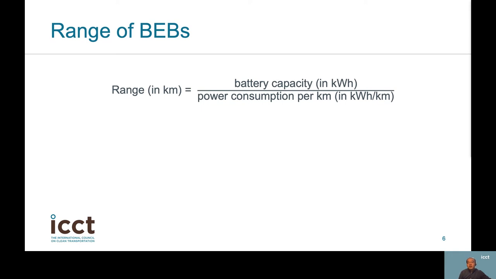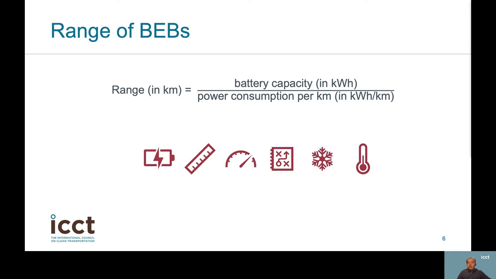Several factors affect the denominator, which is the bus's energy consumption. These include the length of bus routes, the duty cycle of the bus operations, like road grade and speed, and the weather outside. For instance, battery electric buses significantly underperform when the weather outside is cold. But when it's warm, air conditioning can also have an impact on range.